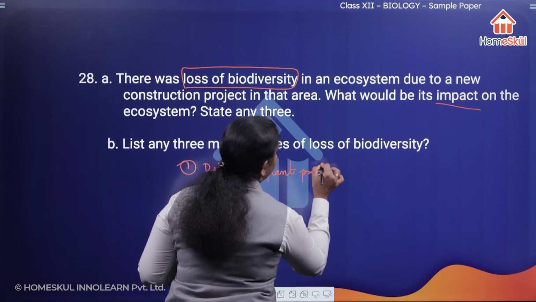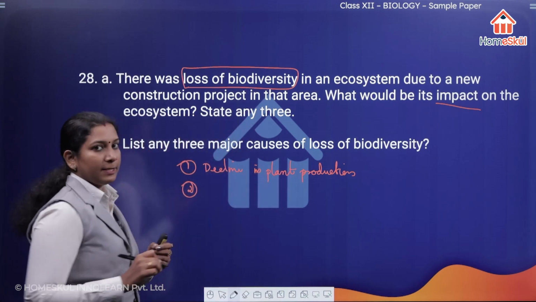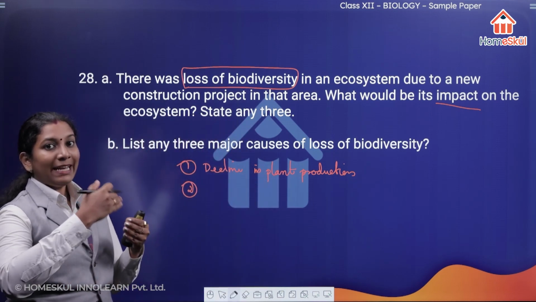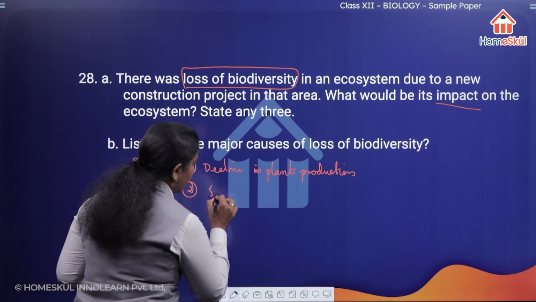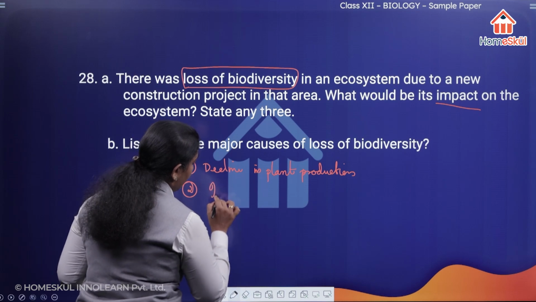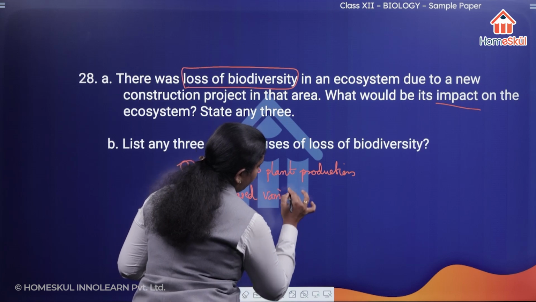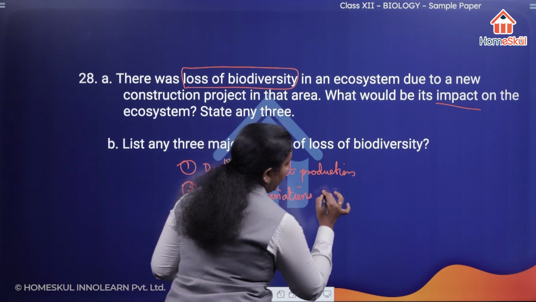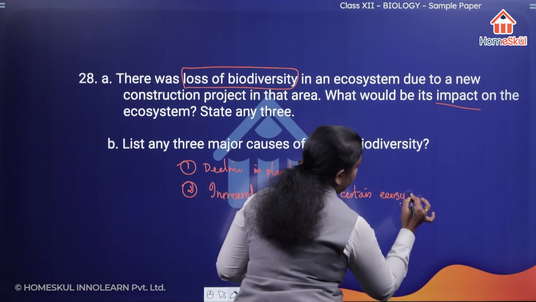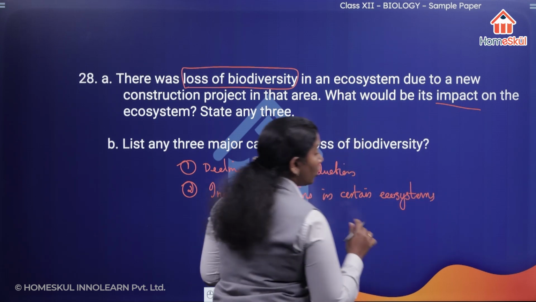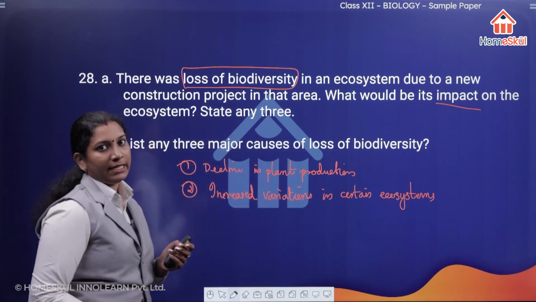The plant production in that area will get declined. That is the first impact. And secondly, what will happen? There will be an increased variation in certain ecosystems. That means in certain, not all the ecosystems, in certain ecosystems we can expect more variations in that area.